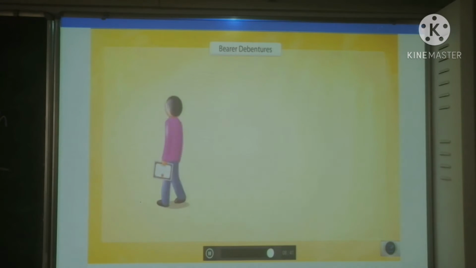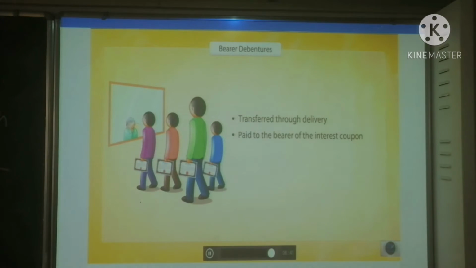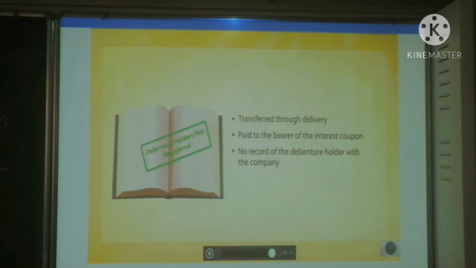Bearer debentures are transferred by way of delivery. Interest on debentures is paid to the person who produces the interest coupon. The company does not keep any record of the debenture holders.